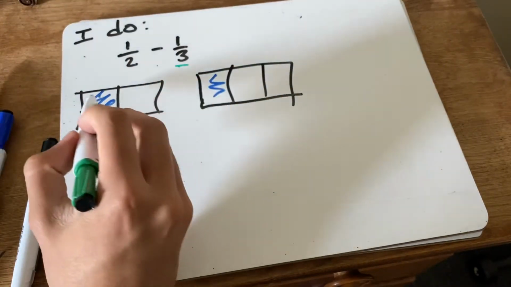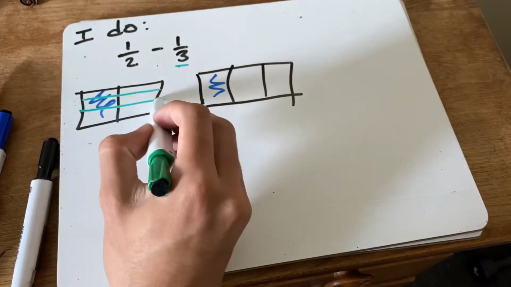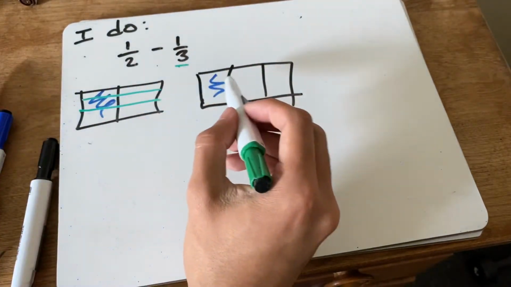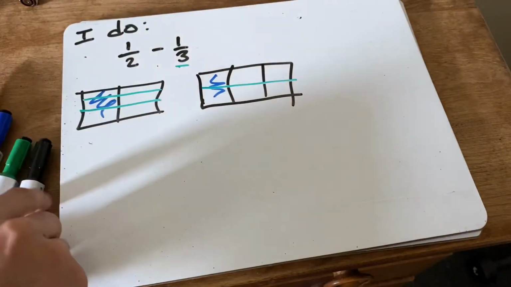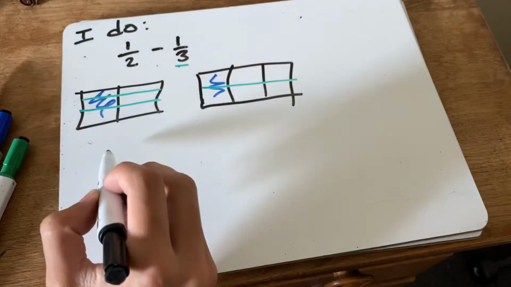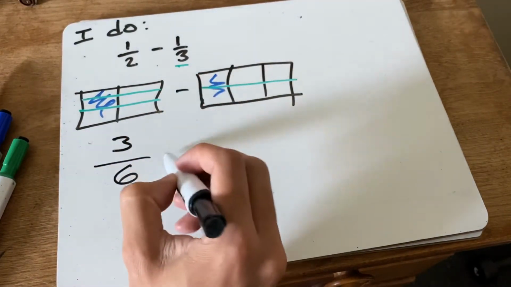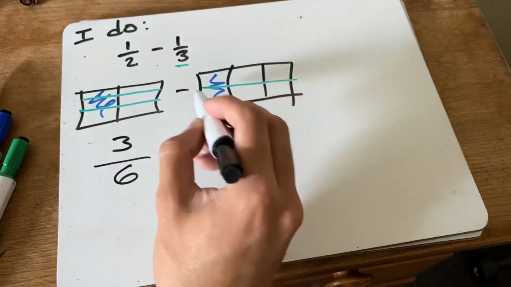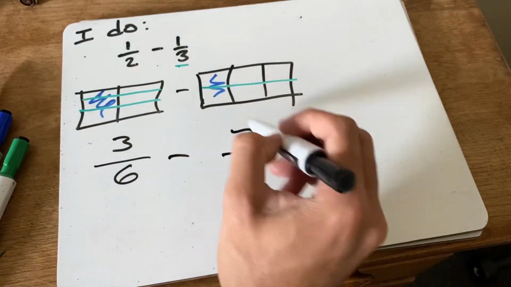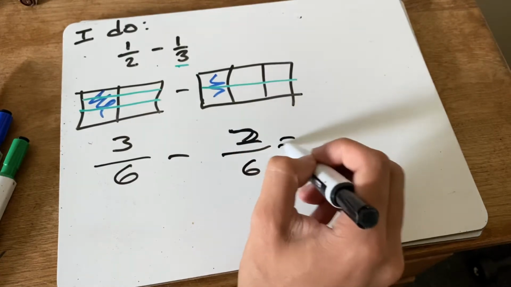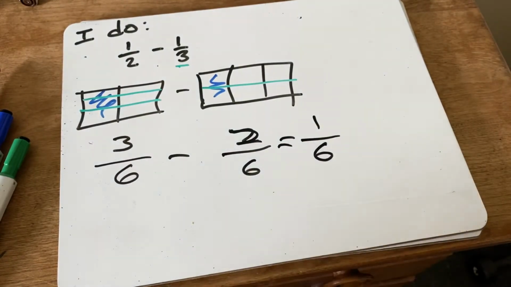We have 3 here, so we make 3 rows. 1, 2, 3. We have 2 here, so we make 2 rows. And so our new fraction is 1, 2, 3, 4, 5, 6. 1, 2, 3. Minus 1, 2, 3, 4, 5, 6. Minus 2. 3 minus 2, 1, and then 1 over 6. And that's done, right?